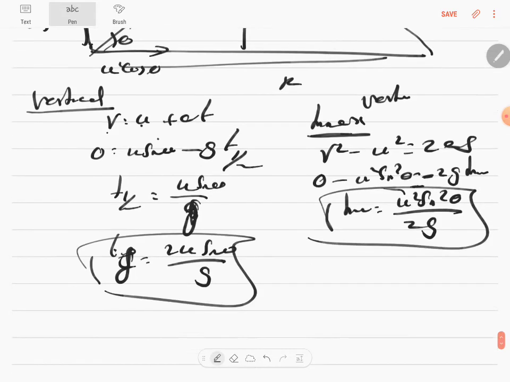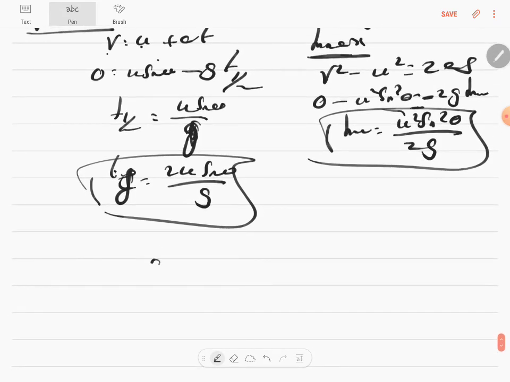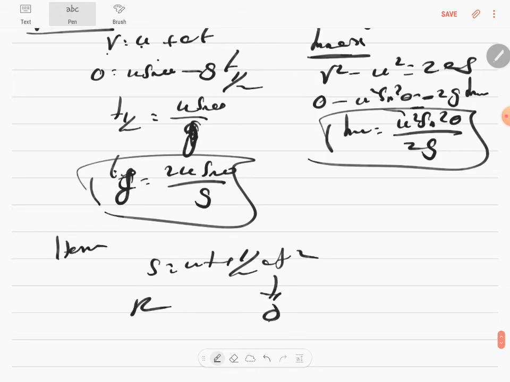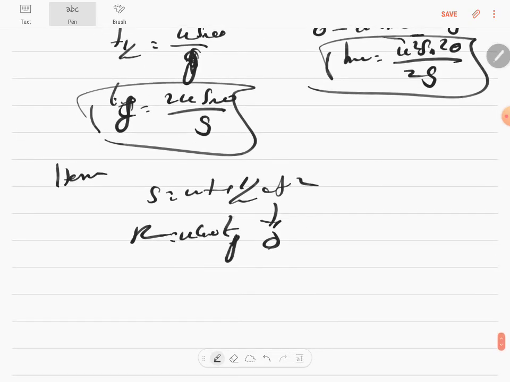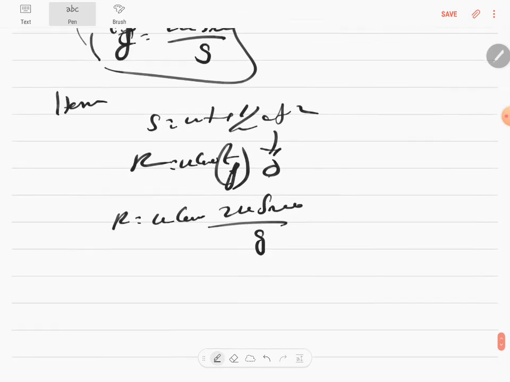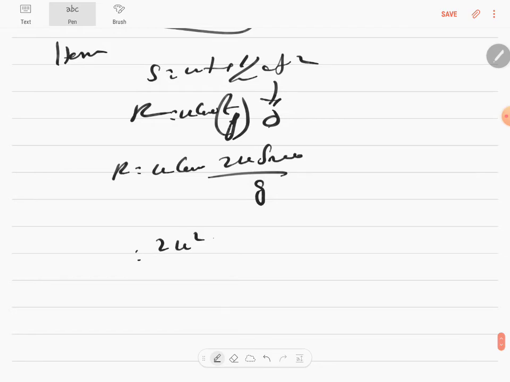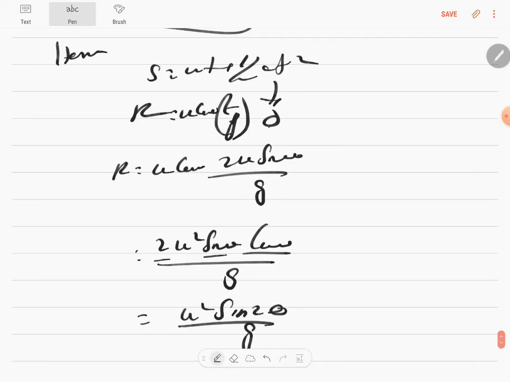Let's calculate the range. S is equal to ut plus half at square. The moment I write it as r, it means horizontal, where gravity is not even there, zero. And u cos theta into t. T is the time of full flight, 2u sin theta by g. So u cos theta into 2u sin theta by g is 2u square sin theta cos theta by g. And 2 sin theta cos theta is sin 2 theta. So u square sin 2 theta by g will be the formula for range.